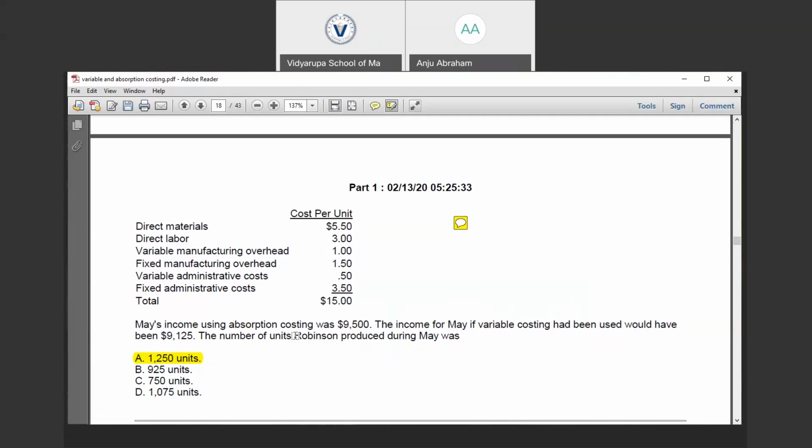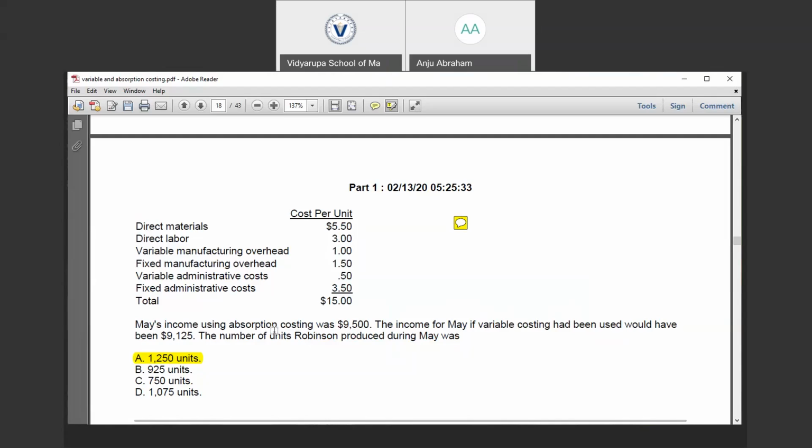So when does absorption costing income exceed variable costing income? In a situation where the production level is greater than sales. The difference between absorption costing income and variable costing income is $375. It is due to the treatment of the fixed manufacturing overhead. As the income under absorption costing is greater than variable costing income, the fixed manufacturing overhead expensed in absorption costing will be less than the fixed manufacturing overhead expense in variable costing.